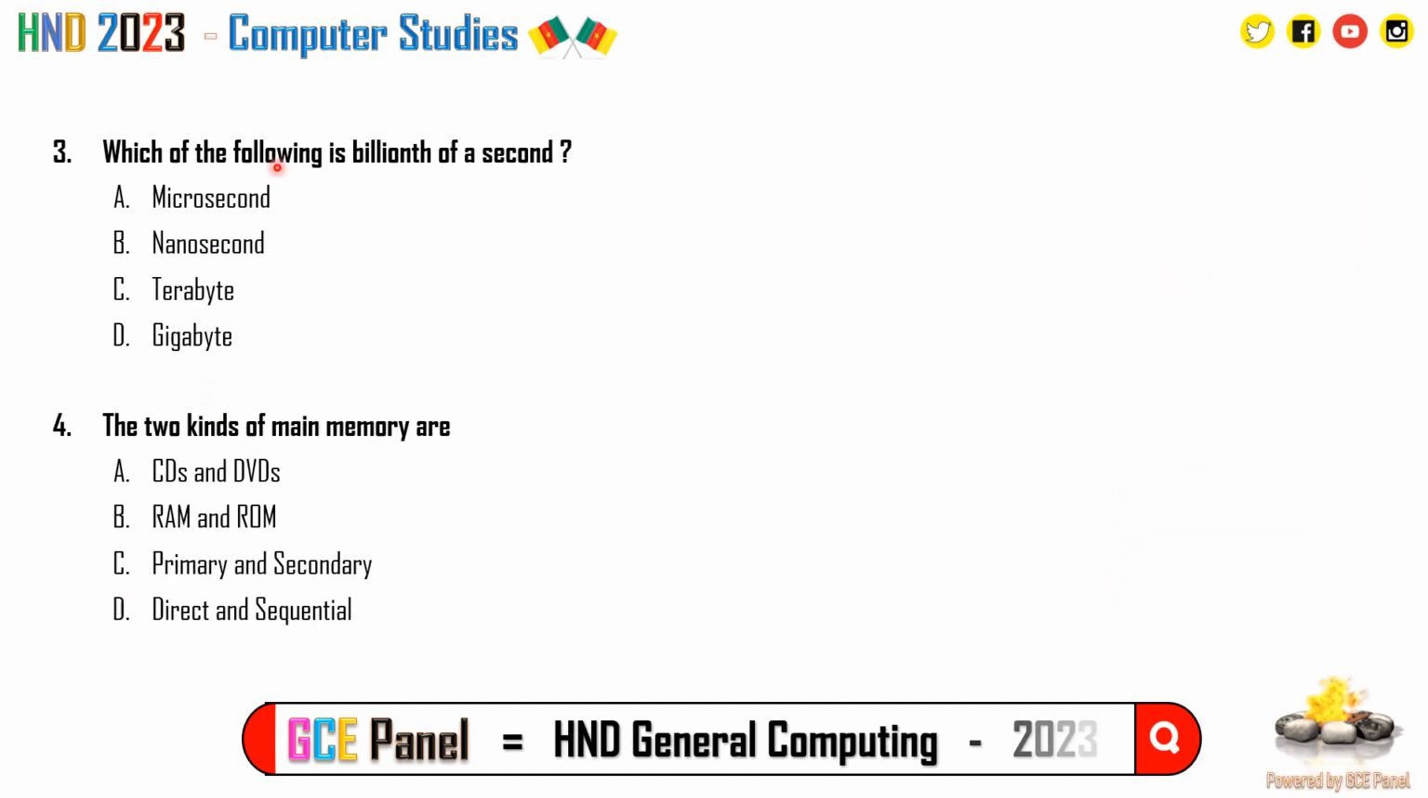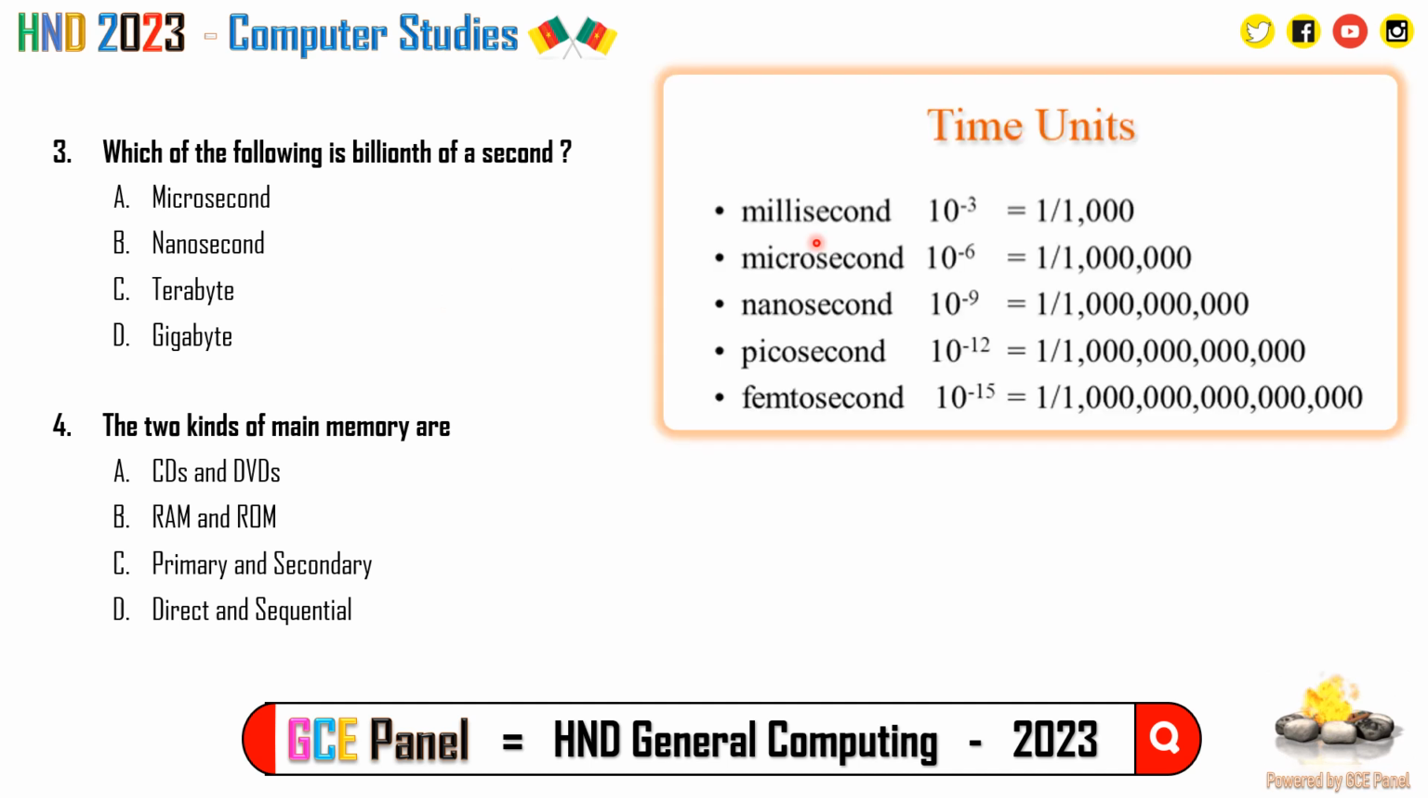Question 3, which of the following is a billionth of a second? A billionth of a second means 1 over 1 billion. Let us look at how we look at fractions of seconds. Millisecond means 1 over 1,000, microsecond 1 over 1 million, nanosecond is 1 over 1 billion. So nano is 1 over 1 billion. Here the key is the nanosecond.